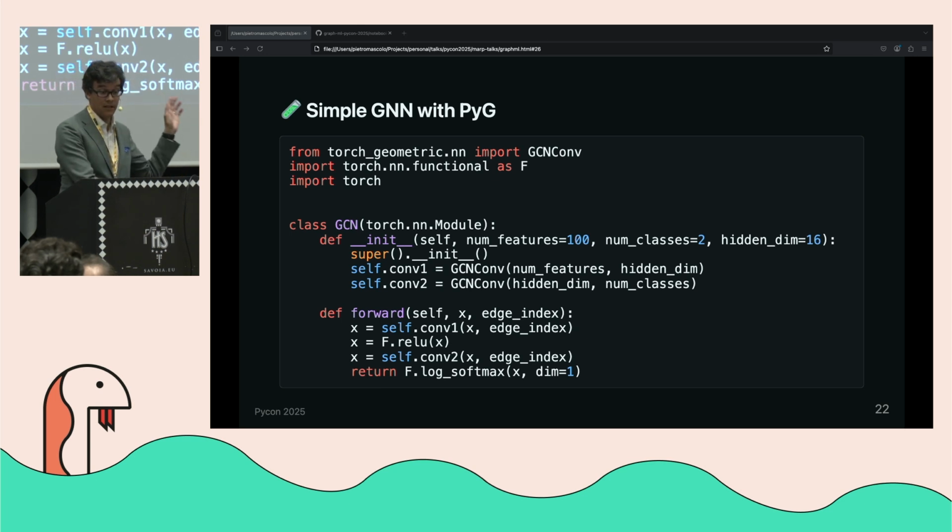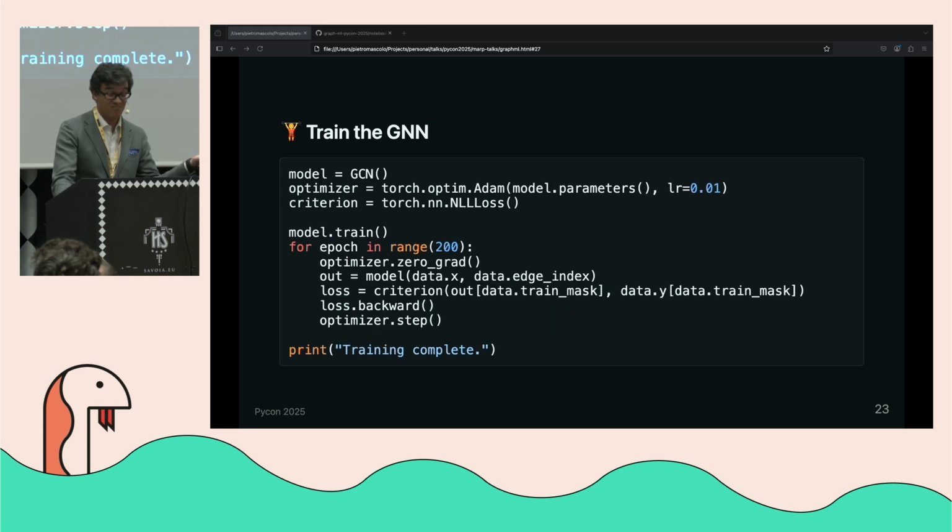We have 2 convolutional layers. We apply one, we add a nonlinearity, ReLU. We apply the second, and we have a softmax. Very simple, very conventional. Training, again, PyTorch makes things simple for us. So we have an optimizer, we have a loss. We just iterate over the data set multiple times, and we update our optimizer based on the loss.